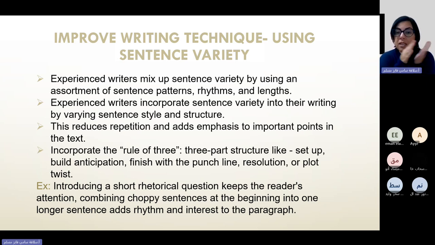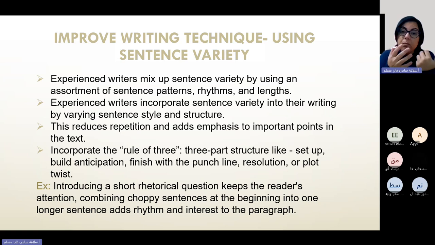So what is sentence variation? Well, what do they tell you to do? Experienced writers mix up sentence variety. They use different types and styles of writing by using an assortment of sentence patterns, rhythms, and length. Sentence patterns, like subject, verb, object, or starting with a gerund, using the infinitive, and so on and so forth.